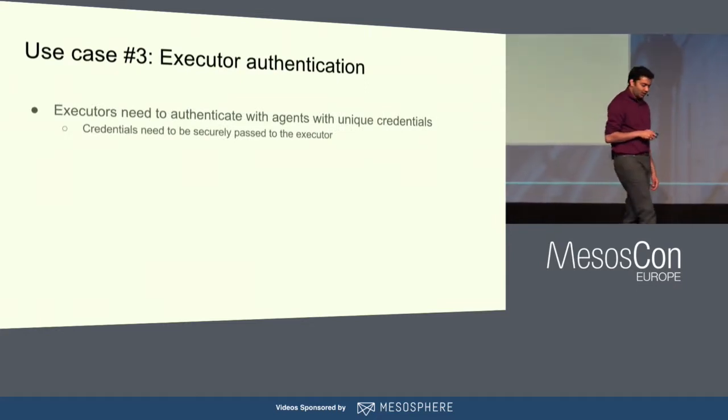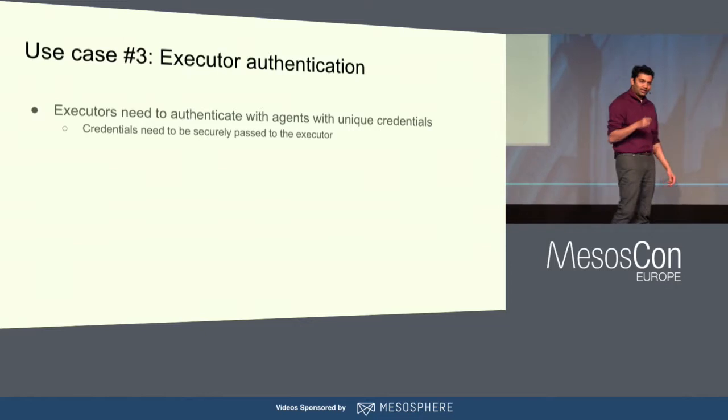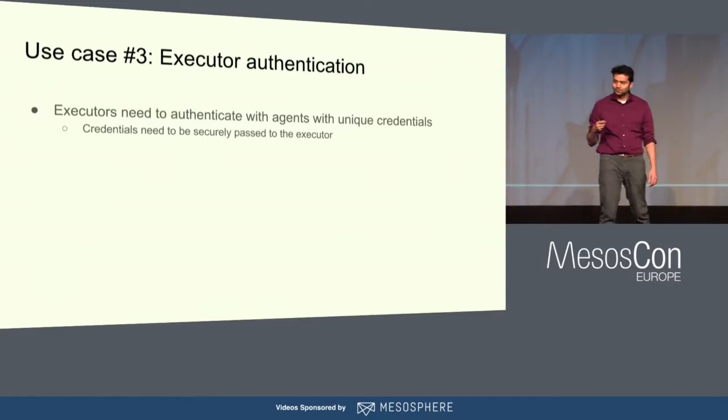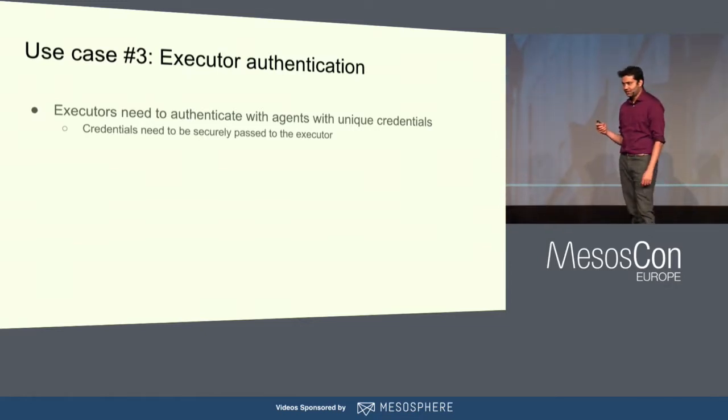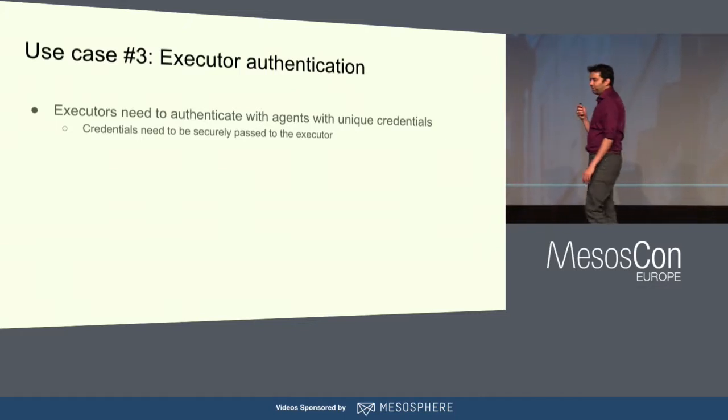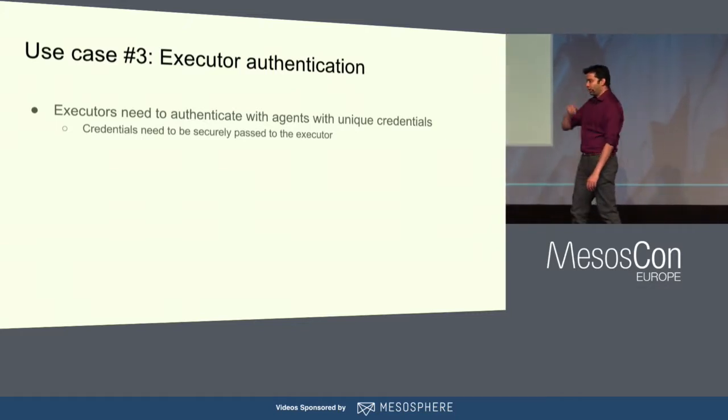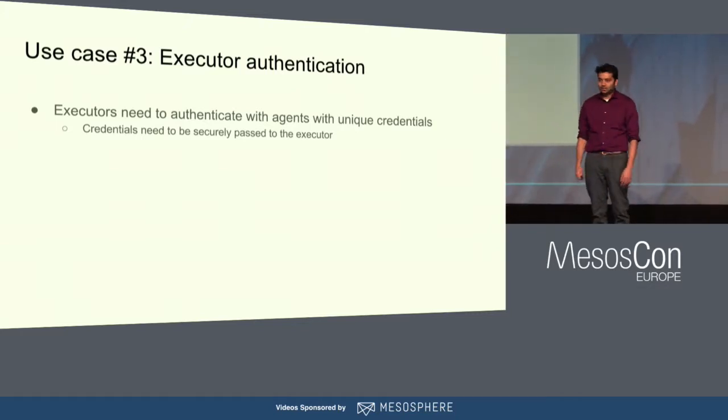So the last use case that I want to chat about is executor authentication. As you know, in Mesos, the way you run a task is through an executor. When you try to launch a task, the Mesos agent actually launches an executor, and the executor is the one that executes the task, which basically means the executors are the ones that have to connect back to the agent before they accept the task to execute.